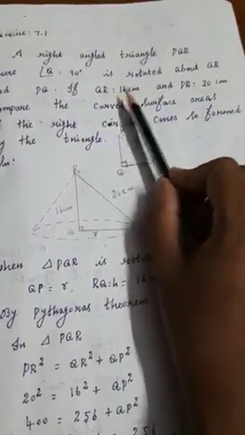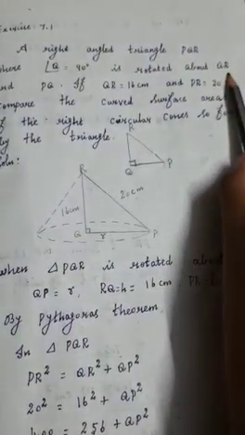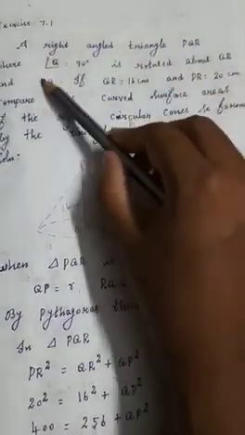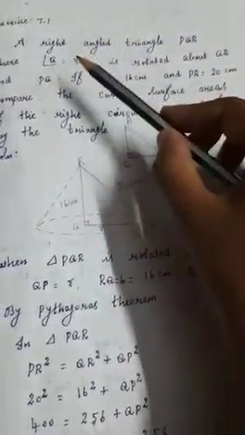Then the QR value and PR value are given. Compare the curved surface area. Two cones you can get: while rotating about QR, you get one cone shape, and while rotating about PQ, you get another cone shape. So then we need to compare both the CSAs. That is the question.